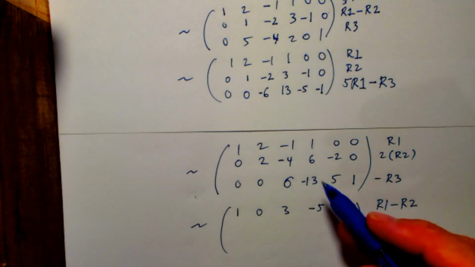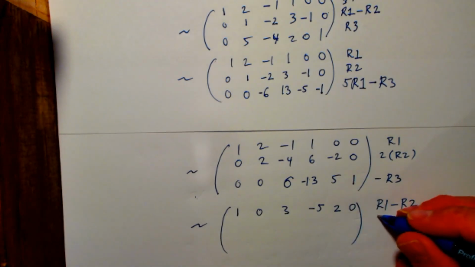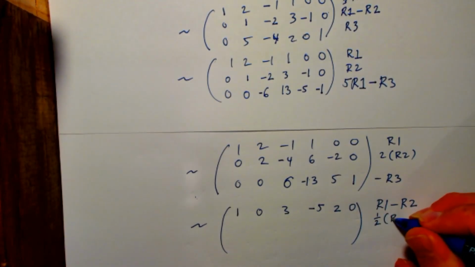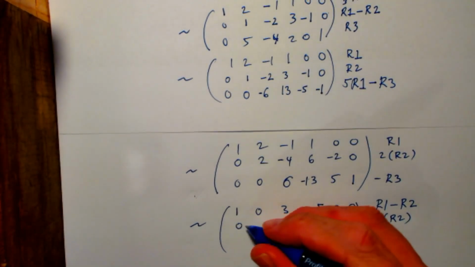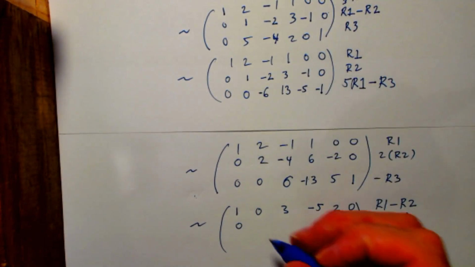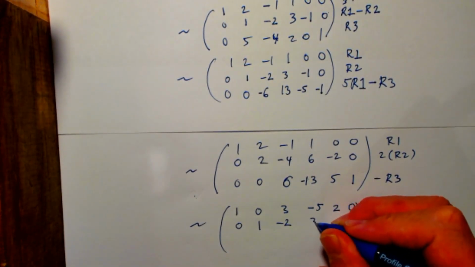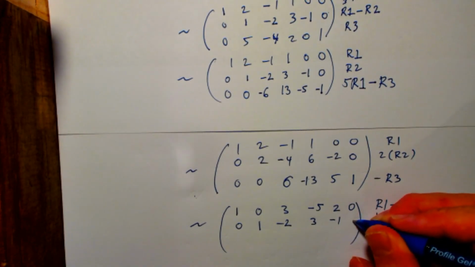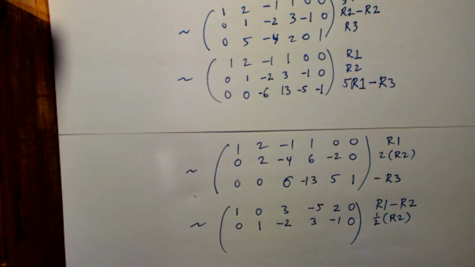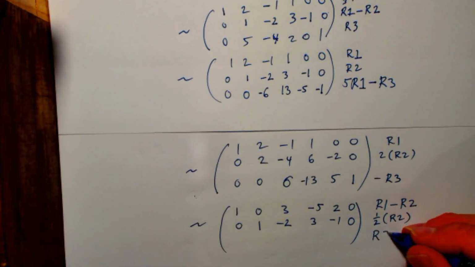Okay, next I want to divide row 2 by 2 to make it just the same as there. So 0, 1, minus 2, 3, minus 1, 0. And then row 3 just the same.